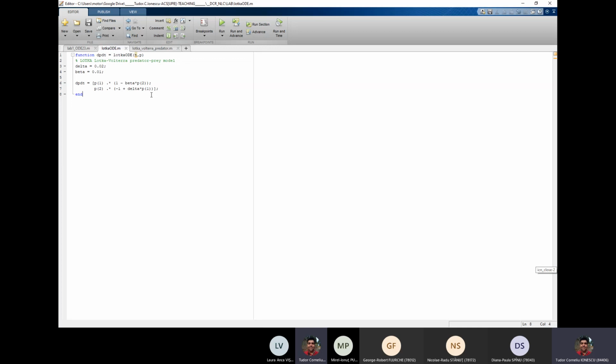So you have to build from a larger equation, from a higher order equation, a system of more first order equations. And here you have the model. Here P is the state of the system. So P is the integration variable, and you've got P1 and you've got P2. Can you see here? Beta and delta are constants.